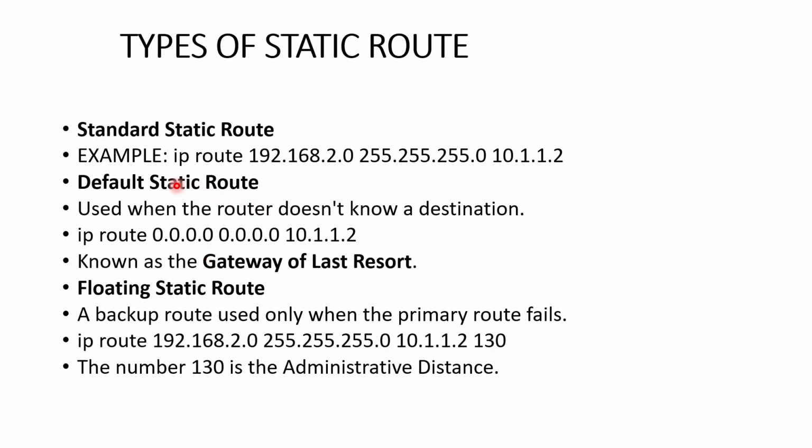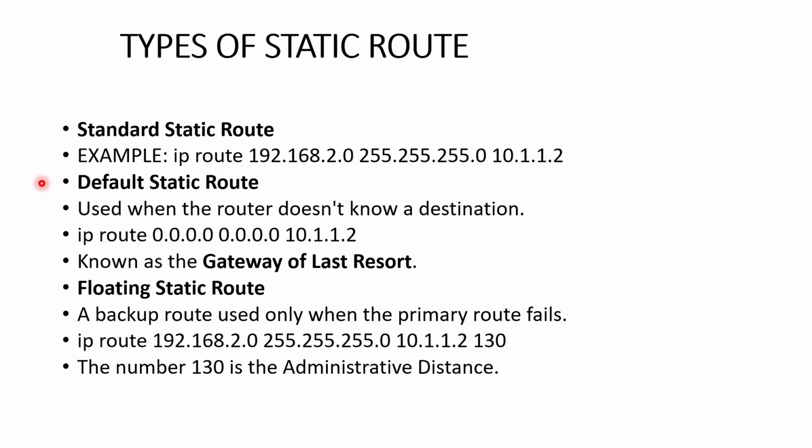The first one is a standard static route. For example, you're going to specify a destination network. This is the address of the destination network, and this is a prefix, the subnet mask, and this one address ambayo ni 10.1.1.2. This is the address of the next hop router, the neighbor's address. Don't worry, we are going to see it very soon.